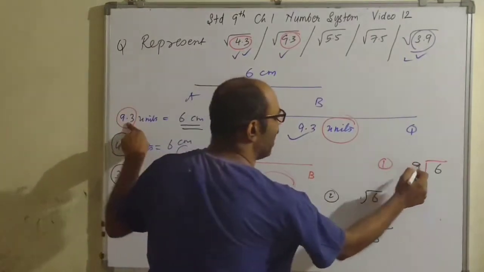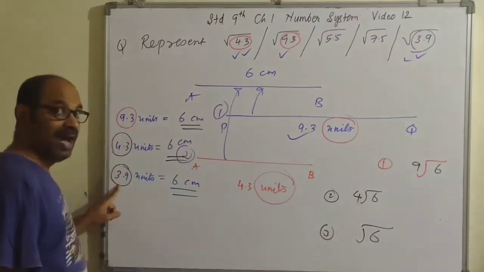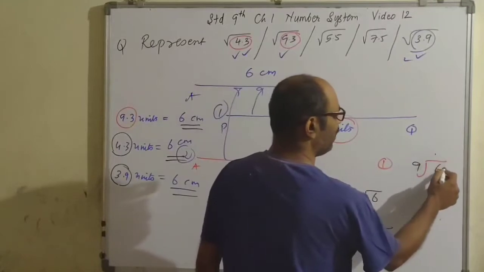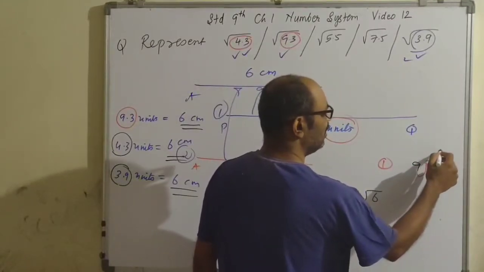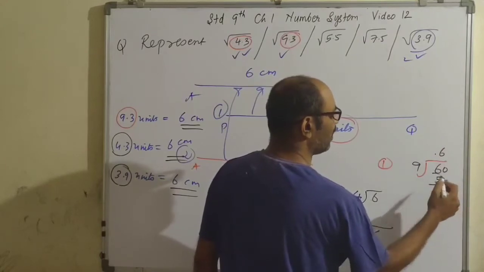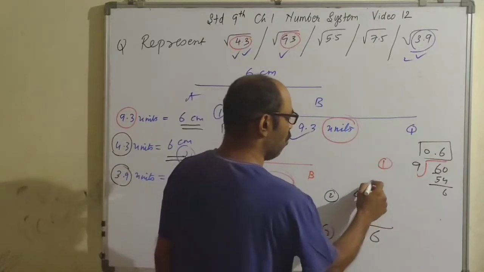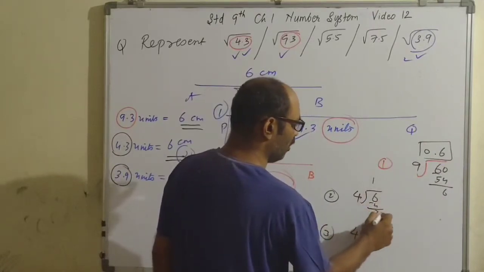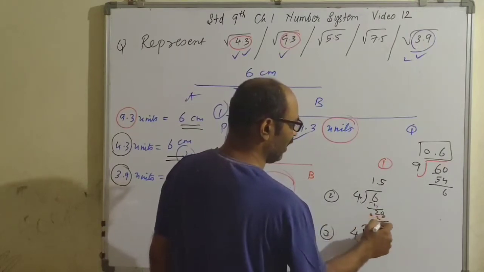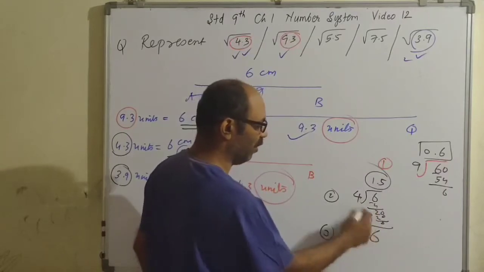9.3, I'll take round figure 9. 4.3, I'll take round figure 4. 3.9, I'll take round figure 4 because it is close to 4. Now divide. 0.09. 6 nines are 54. Alright, 6 remains. So 0.6 is the answer. No need to go further. 4 1s are 4. 2 remains 0. 4 5s are 20. Okay, so this is the answer. For the same division, here also 1.5.